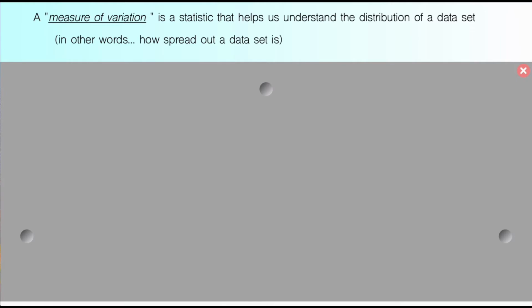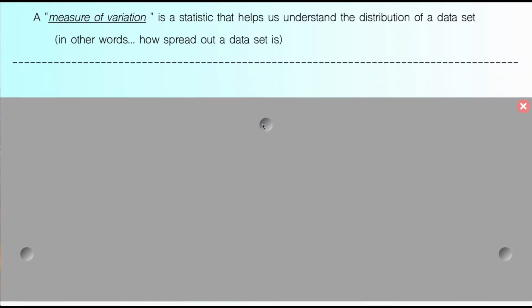Yesterday, or whenever we did the lesson on measures of variation, we started by talking about what that means. Variation just tells us how spread out a set of data is, how varied it is. And so that's what mean absolute deviation does. It tries to tell us how spread out a set of data is.